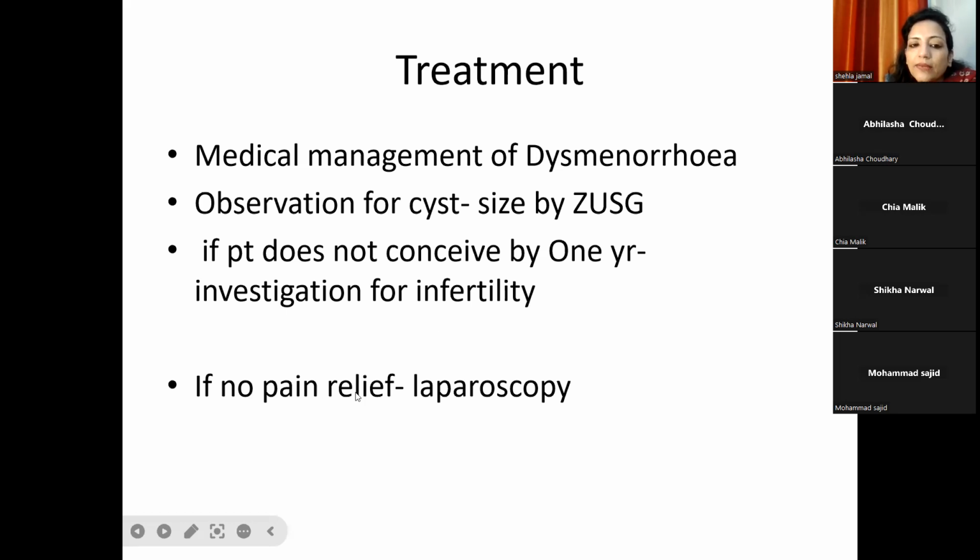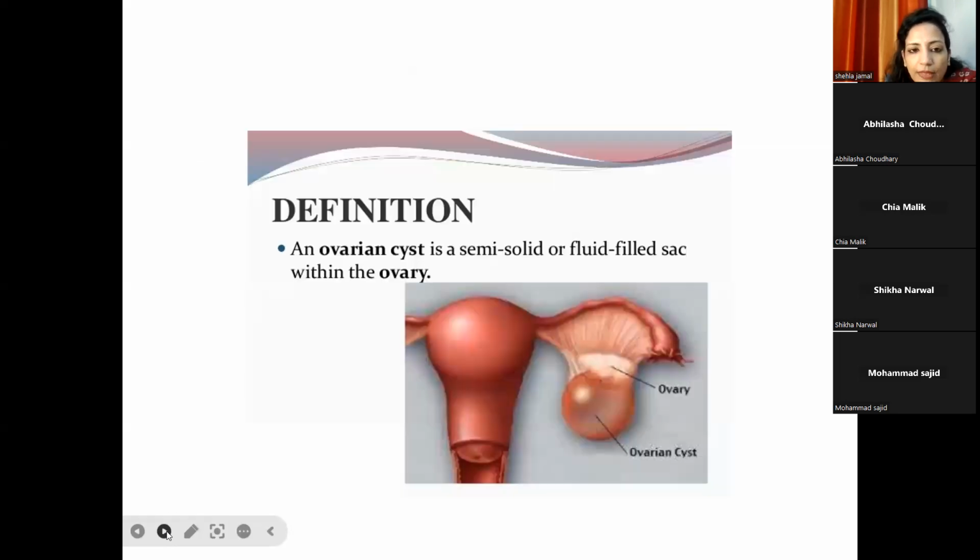And if there is no pain relief even after medical management, then she can go for a fertility-enhancing, one-time laparoscopic approach, where her tubal evaluation, cyst evaluation, and grading of endometriosis can be done at one point of time only.